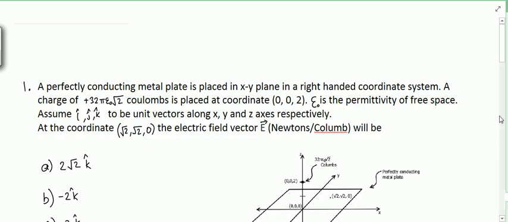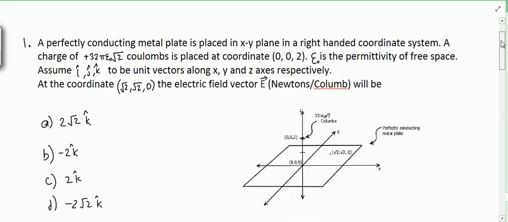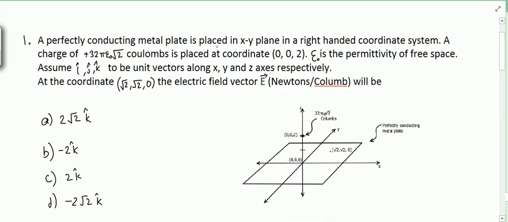So here is our first question on electrostatics. A perfectly conducting metal plate is placed in the xy plane in a right-handed coordinate system. A charge of plus 32 pi epsilon naught root 2 coulomb is placed at the coordinate 0, 0, 2 as shown in this figure. Epsilon naught is the permittivity of free space. i, j, k are unit vectors along x, y, and z axis respectively. At the coordinate root 2, root 2, 0, we have to find the electric field in Newton per coulomb.